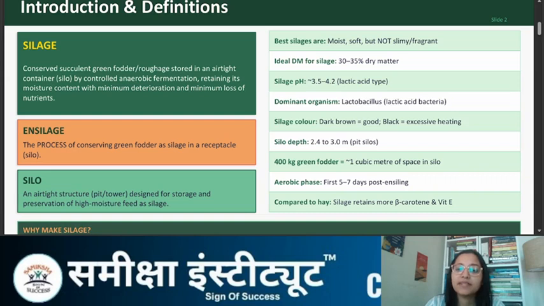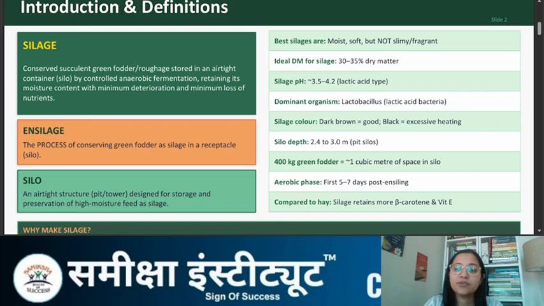Silo depth, in the case of pit silos, which are constructed underground in pits, should be 2.5 to 3 meters. Then for 400 kg green fodder, 1 cubic meter space is required. In the beginning there is an aerobic phase, and all of the oxygen is utilized. The plant cells are living at that time and utilize the oxygen, and carbon dioxide formation occurs. So that is the aerobic phase. The initial 5 to 7 days is the aerobic phase.